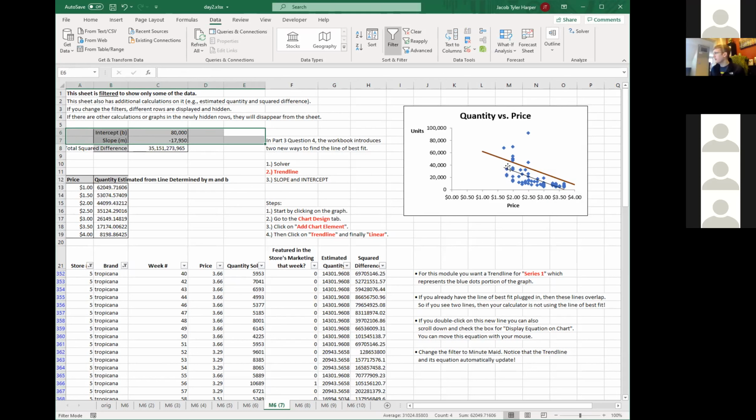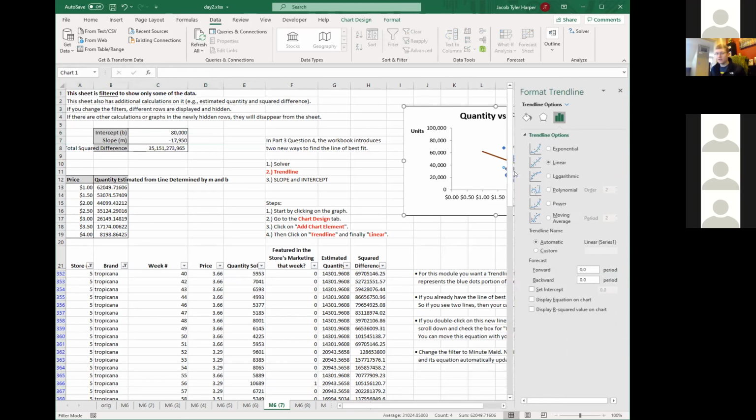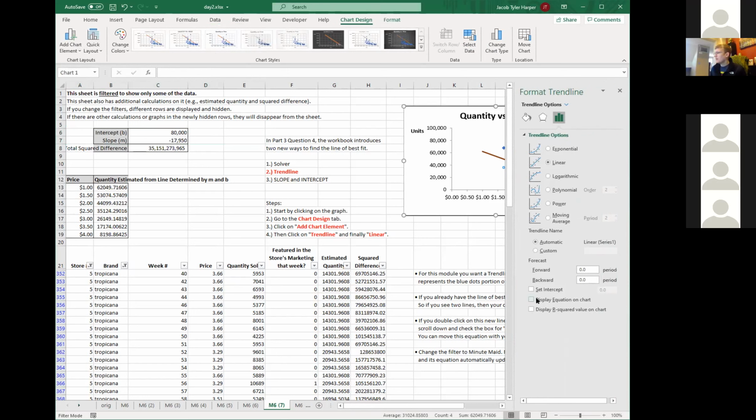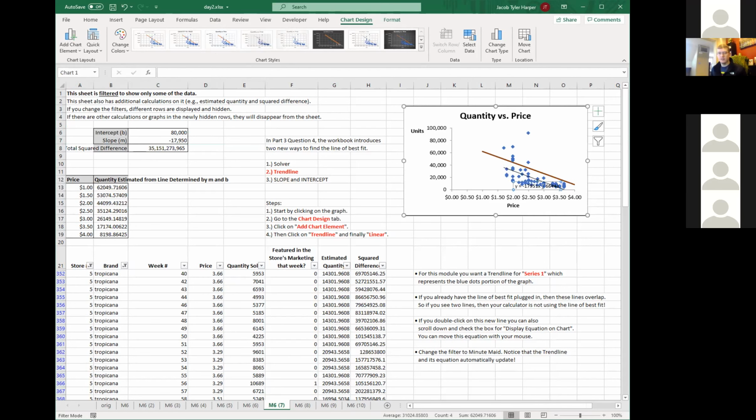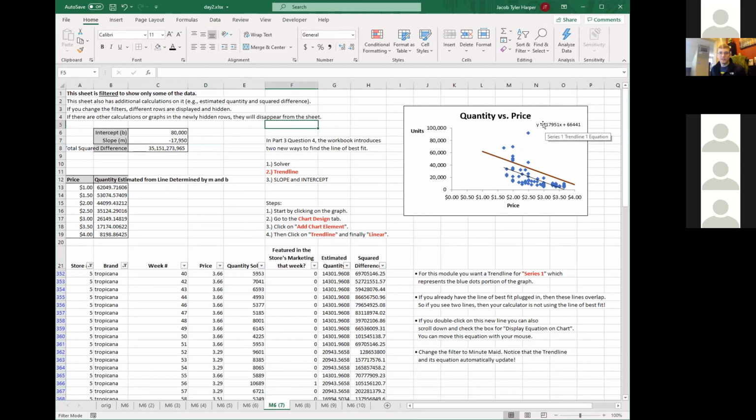Another thing that's kind of nice is if Solver breaks, Solver is super buggy and sometimes your computer won't do it correctly. If you double click that little line we just added, there's a box to display the equation on the graph that we can then add. It puts it in the worst possible spot, so I'm going to move it up here. This equation is always the line of best fit. So if Solver doesn't work, you can just type those numbers in over here, which is kind of cool.